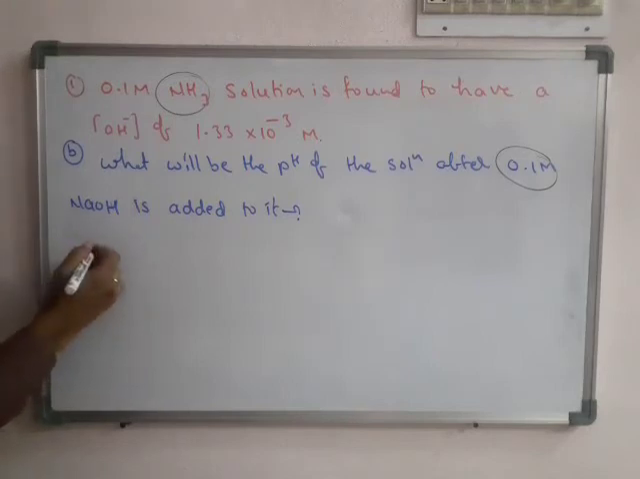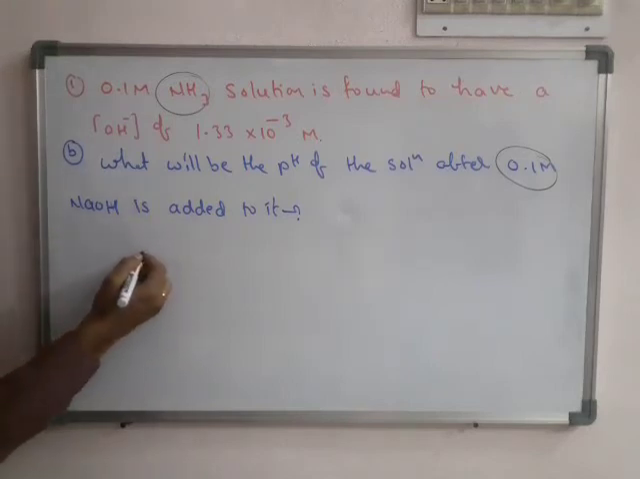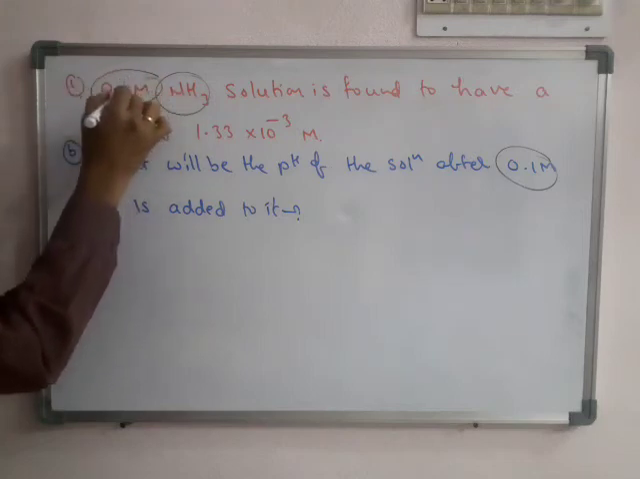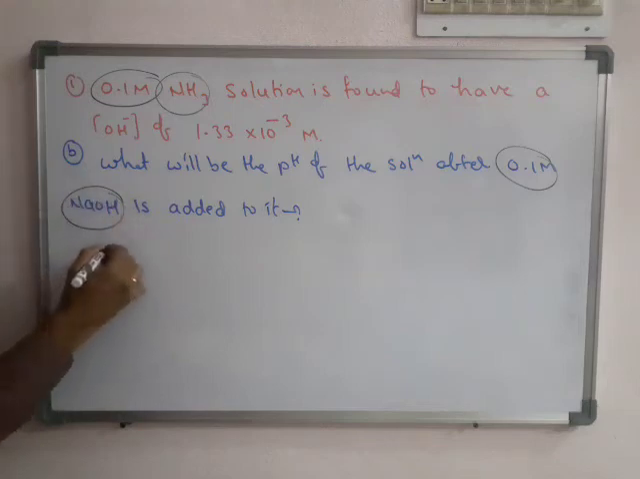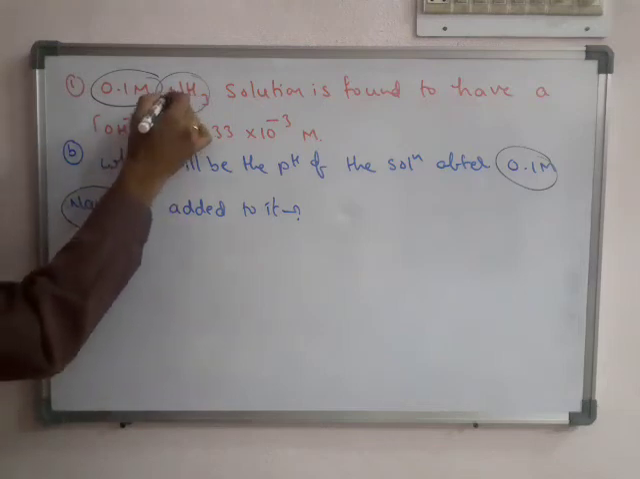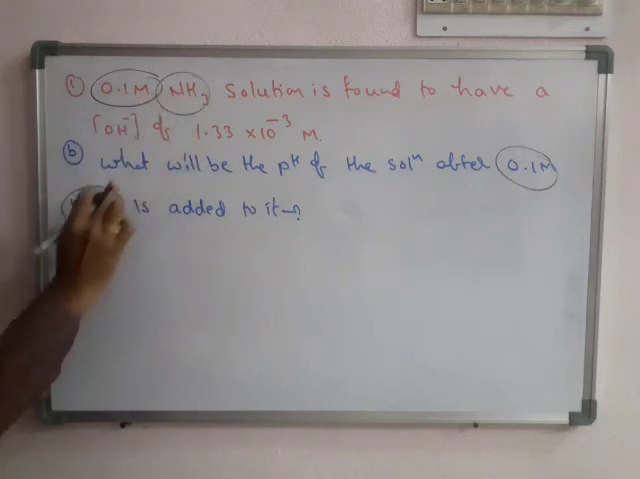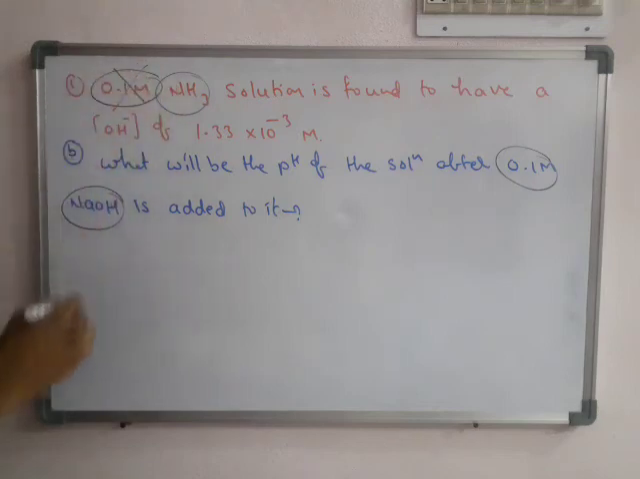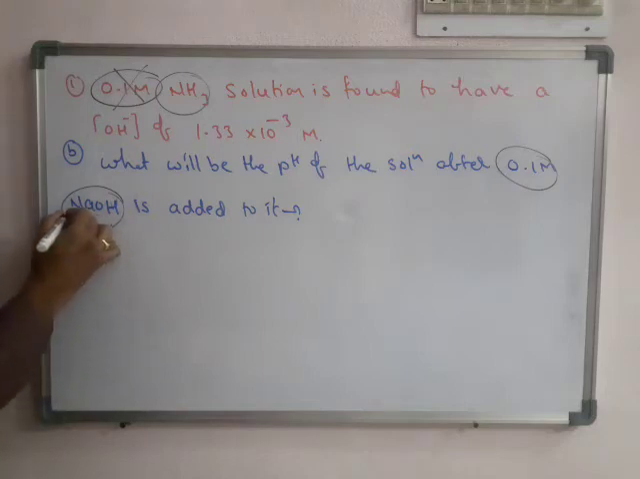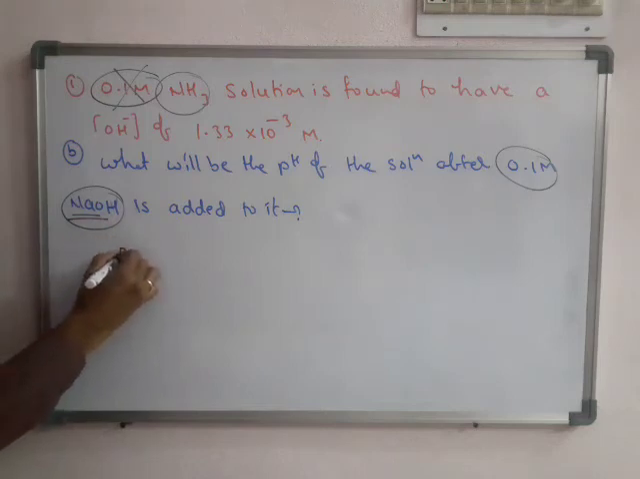Actually it is a very simple conceptual question. There is a 0.1 m weak base and it is added to a strong base. Okay, so strong base, weak base. Here NH3 is a weak base and NaOH is a perfectly strong base. So the concentration of OH minus from the weak base is totally negligible. Therefore, we have to consider the concentration of NaOH only for the calculation of pOH.